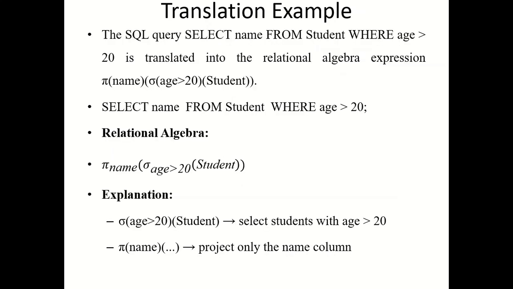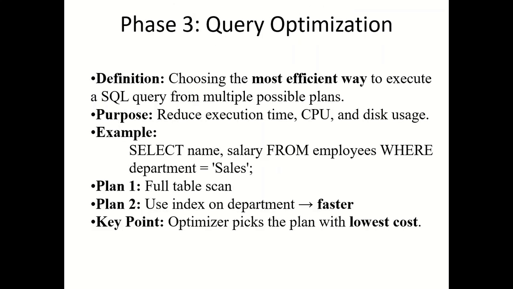So next is translation. One example for the translation: select name from student where age is greater than 20. Relational algebra uses the pi symbol, name, bracket, then the selection sigma age greater than 20, student. The explanation is: select the students with age greater than 20 and project only the name column.